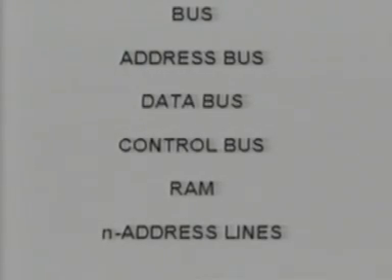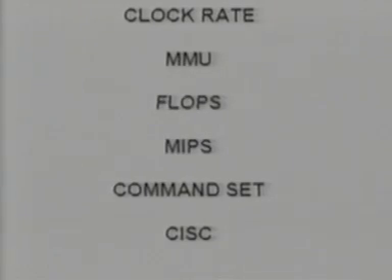RAM stands for random access memory, and usually the number of lines in the address bus tells you how many units of RAM, or how many words of memory, can be stored. If you have n address lines, then you'll have 2 to the n words of memory that can be addressed. The clock rate of a microprocessor is usually specified in terms of cycles per second, or hertz, and ideally it's the number of instructions a microprocessor can execute per second.